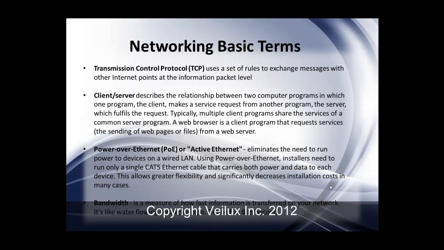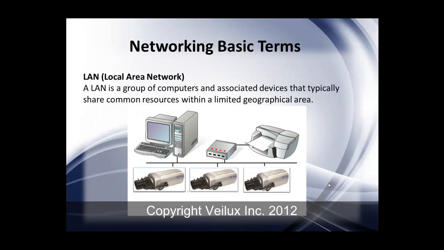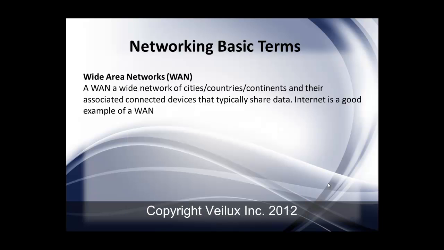Bandwidth is a measure of how fast information is transferred on your network. It's like water flowing through a pipe, defined as bits per second. A LAN, or local area network, is a group of computers and associated devices that typically share common resources within a limited geographical area. A WAN, or wide area network, is a wide network of cities, countries, continents, and their associated connected devices that typically share data. The Internet is a good example of a WAN.